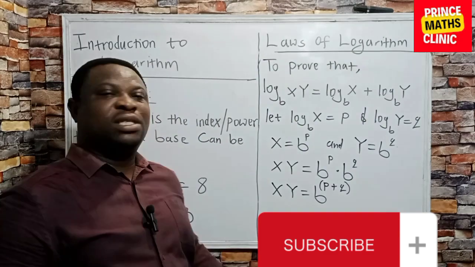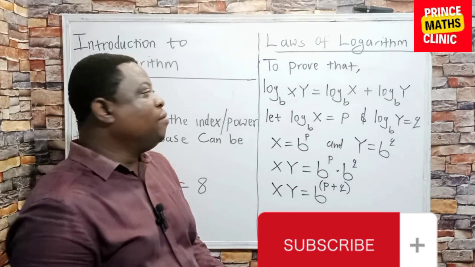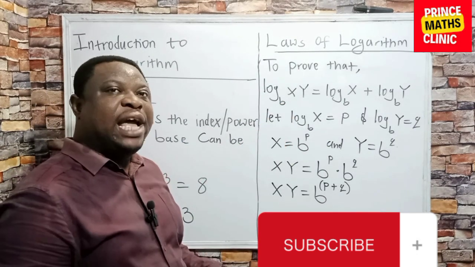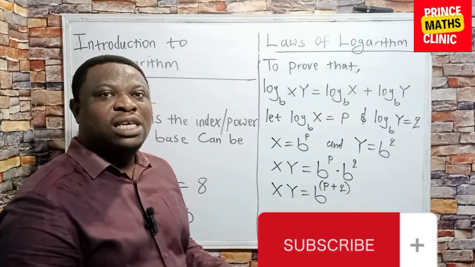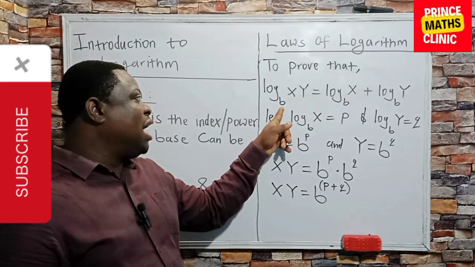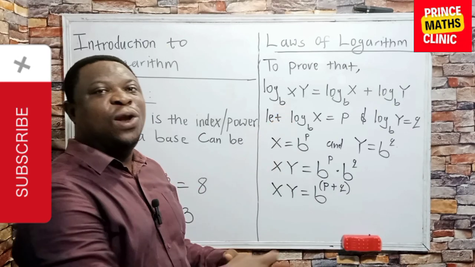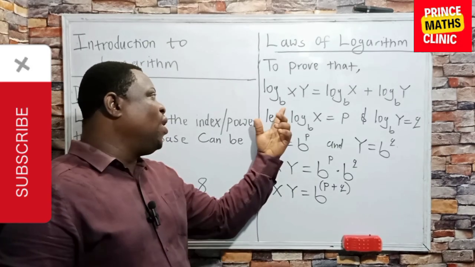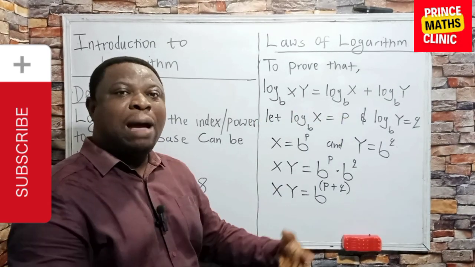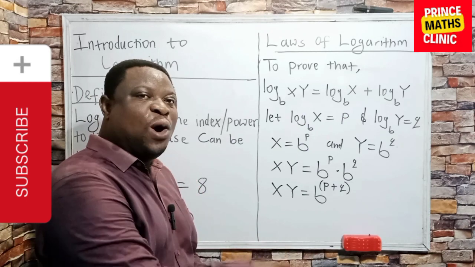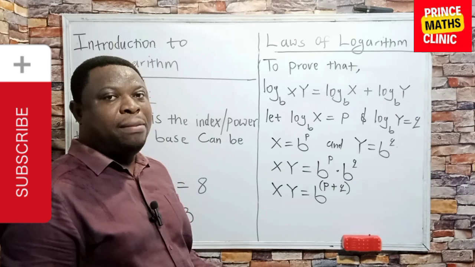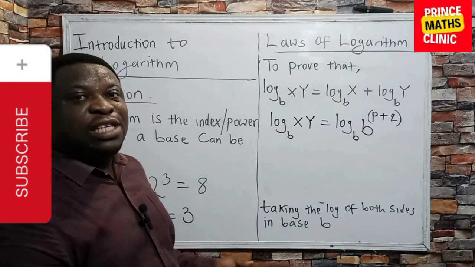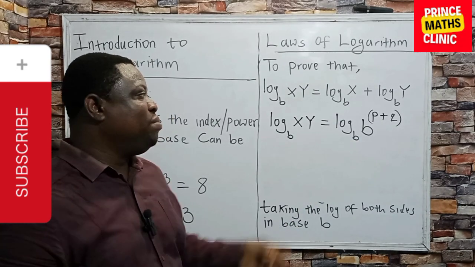How do we transform this into this? Remember, the base we are given in the log is base b. So I'm going to take the log of both sides in base b. If the base given to us was 10, I would have taken the log of both sides in base 10. If the log is in base c, I will take the log of both sides in base c. Whatever base has been given to us, take the log of both sides in that particular base. So in this case, the base is b. Therefore, now taking the log of both sides, this is what we have in base b.